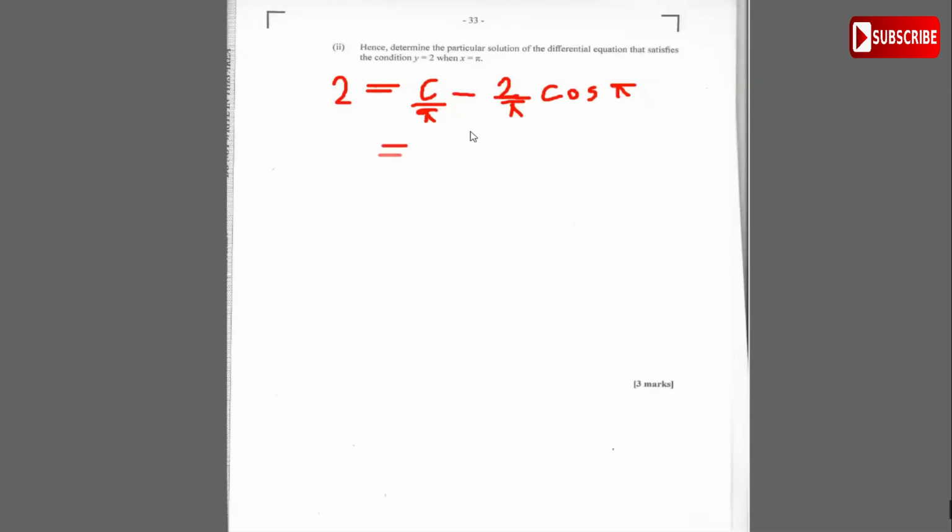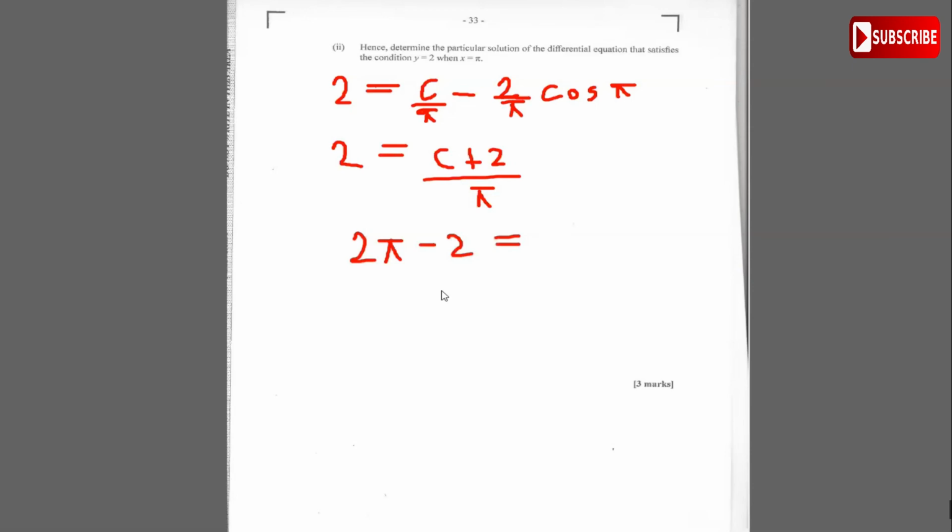That's equal to the cos of pi, the cos of 180, and the cosine of pi is minus 1. So this becomes minus 1 times this, which is c plus 2 over pi. And so c plus 2 over pi is equal to 2. We cross multiply to get 2 pi minus 2, and that's equal to c.